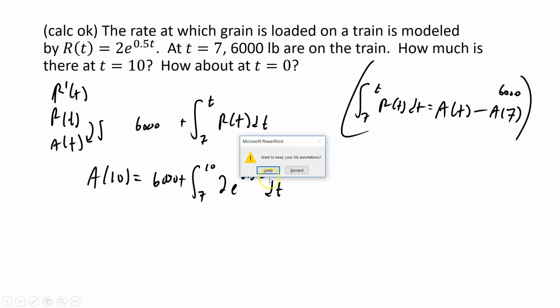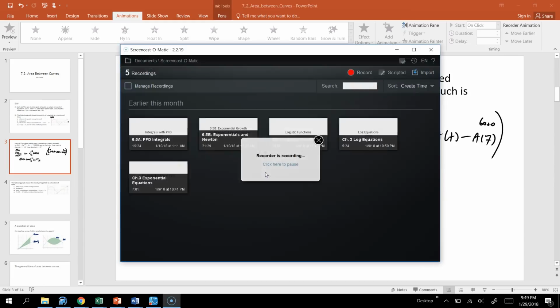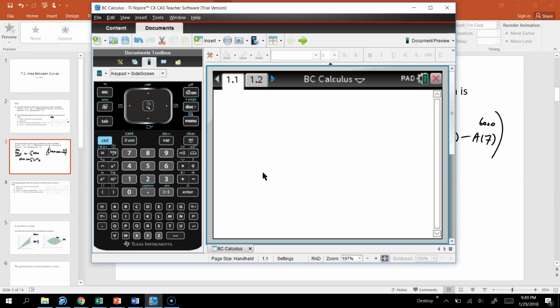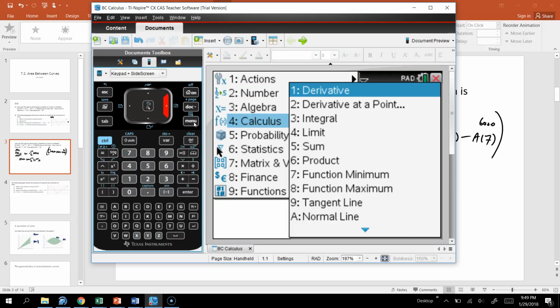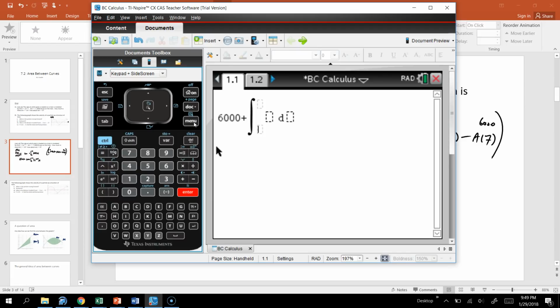Alright, here we go. Okay, so what did I have? It was 6,000 plus the integral. So go to menu, calculus, integral. There we go. Integrating from 7 to 10. What was it? 2e. In order to get the e, we have to go right here next to the 10 to the x. So 2e to the 0.5t dt. Enter. That's it. 6461.